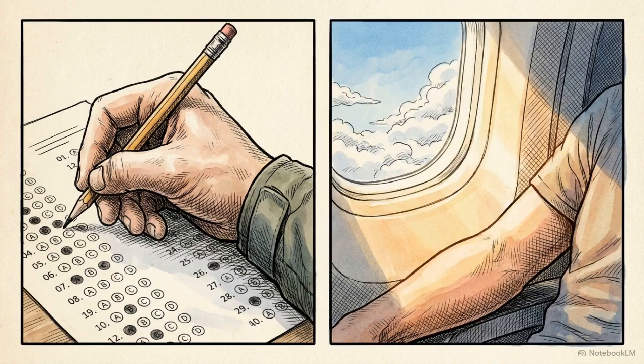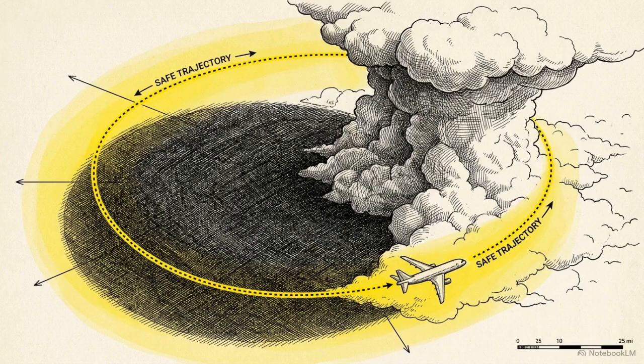Passing Paper 2 and ensuring the absolute safety of your passengers both require the same discipline, respecting the invisible 20 nautical mile threat envelope surrounding every cumulonimbus cloud.